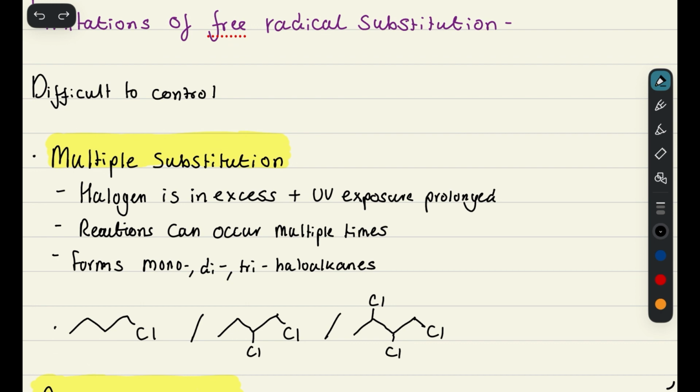Multiple substitution is one. So what do I mean by that? We've got a halogen in excess. We've got a bunch of UV exposure. Reactions can occur multiple times. So just because we've done one round of free radical substitution, FRS, doesn't mean that we can't do it again.